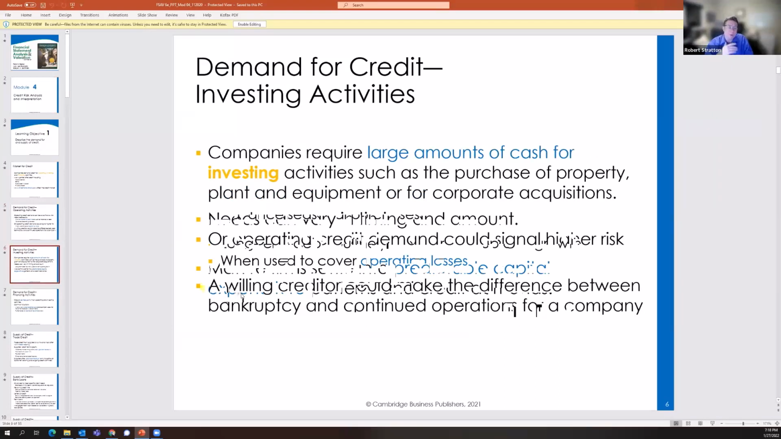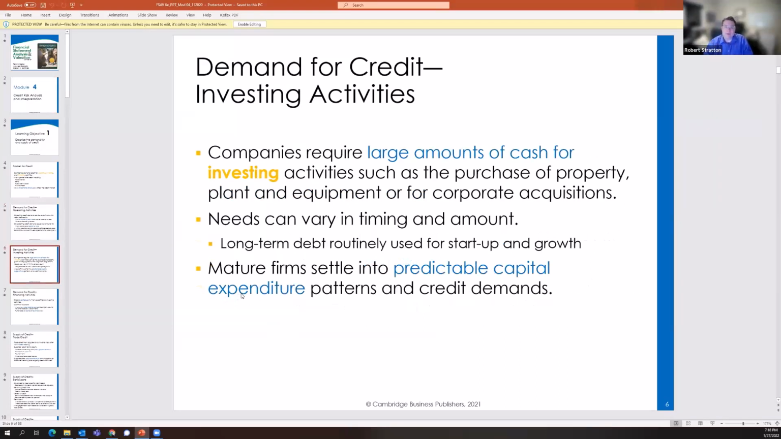Okay, so you also borrow money for investing activities. And this is one of the biggest reasons why companies borrow money, is to purchase property and equipment, plant, machinery. Typically, you would look at a long-term debt for that, a mortgage, something like that. You're appreciating it on your financial statements.